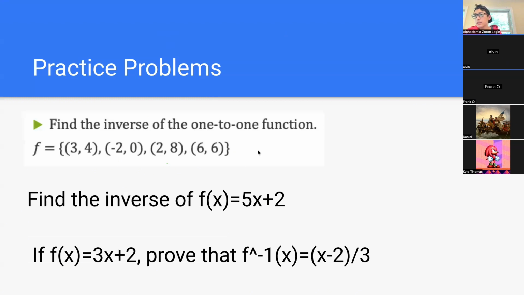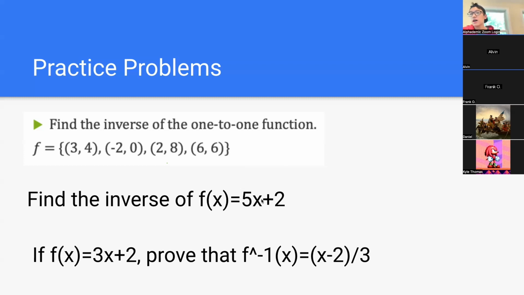Next up, some more practice problems. So find the inverse. Let's take about 6 minutes to work through these. So first, find the inverse of the 1-to-1 function. Again, when you find the inverse, you just flip the x and the y values for each of the coordinates. And then find the inverse of f of x equals 5x plus 2. If any of you guys forgot how to find the inverse, just message me in chat, and I'd be happy to go over the steps again.